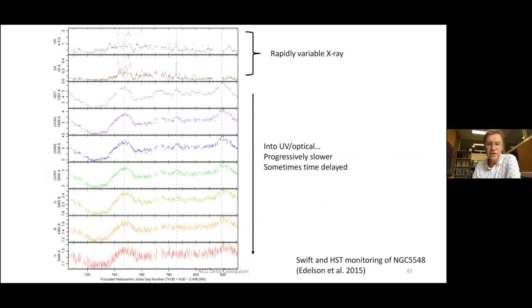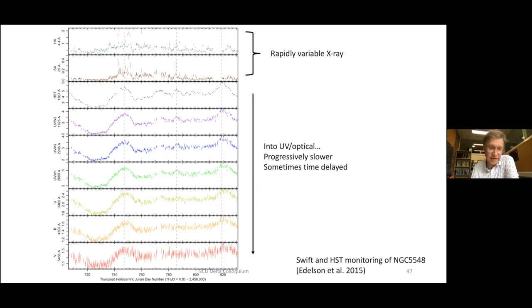This is actually a very nice campaign that was done by Rick Edelson, involving the Swift satellite and also HST and also ground-based observing. And this is for a very famous AGN called NGC 5548. You can see here he was trying to answer exactly this question of what the variability looks like across the waveband. So this is ordered by X-ray at the top and then going progressively redder, so HST UV bands, and then going into the optical band, ending up with the V band down here. So you can see here that yes, there's actually variability in all bands.